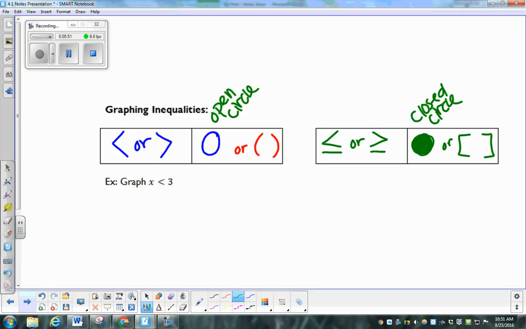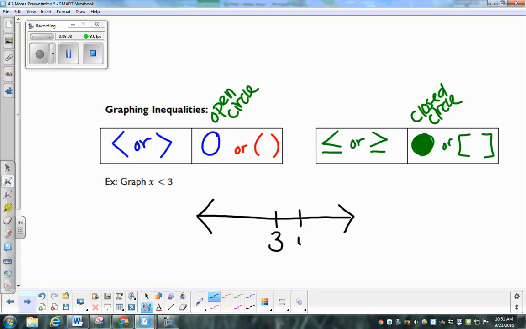So for example, we're going to graph x is less than 3. If you had me for class last year, maybe you remember that my rule for graphing an inequality is that you need to put at least 2 integers on each side of your number. So we're going to show everything that is less than 3.